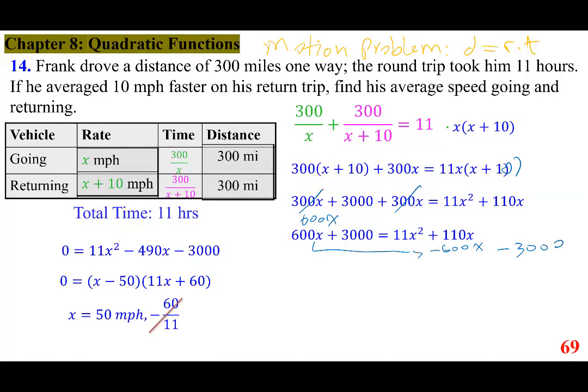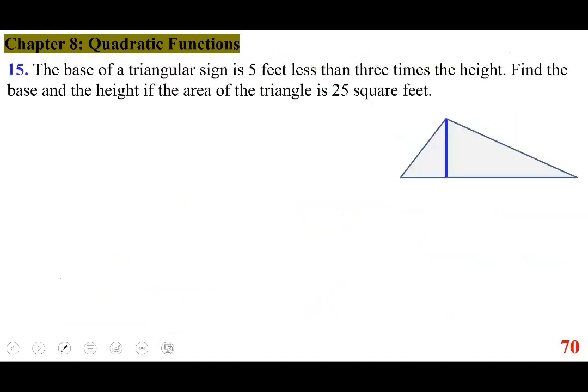And if x is 50 miles per hour, then x plus 10 is 60 miles per hour, which means going, we were doing 50 miles per hour, returning, we were doing 60 miles per hour. And you can check by dividing 300 by 50, 300 by 60, add them up, they do become 11, which means you are checking and rechecking.